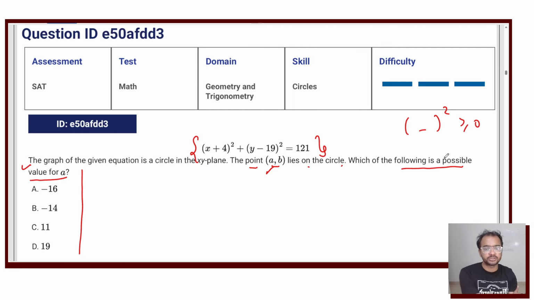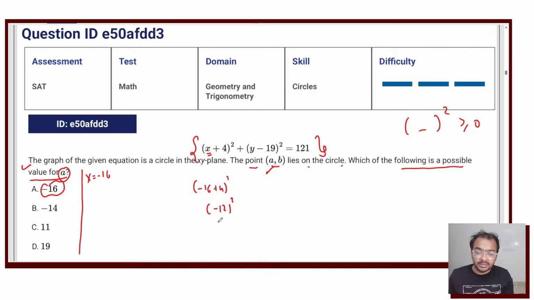Otherwise, it will always be positive. If I take A to be negative 16, A is actually the x value, so I need to take x as negative 16. Replace this with negative 16: negative 16 plus 4 squared. You will have negative 12 squared, which is 144. With 144, you will be adding something that is either 0 or more than 0. So if I add 0 or more than 0 to 144, it can never be 121. So this A is not possible.